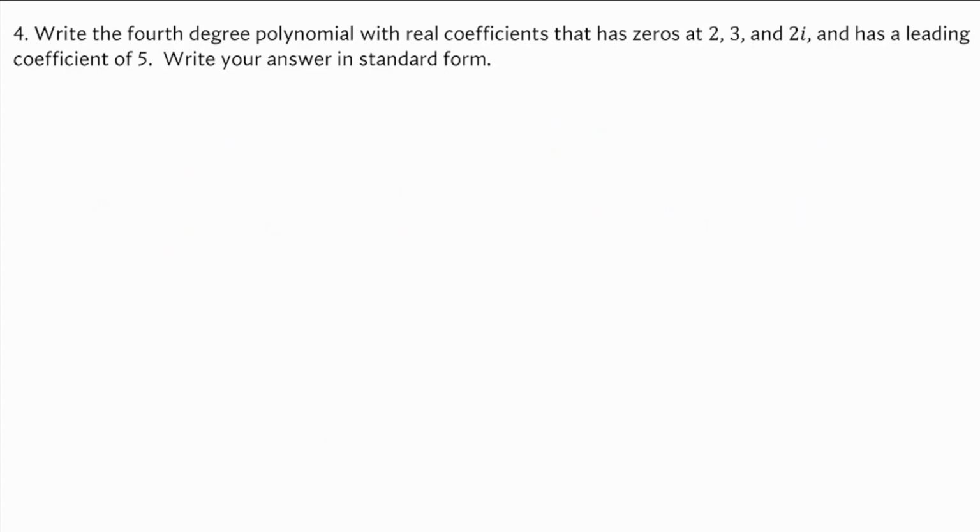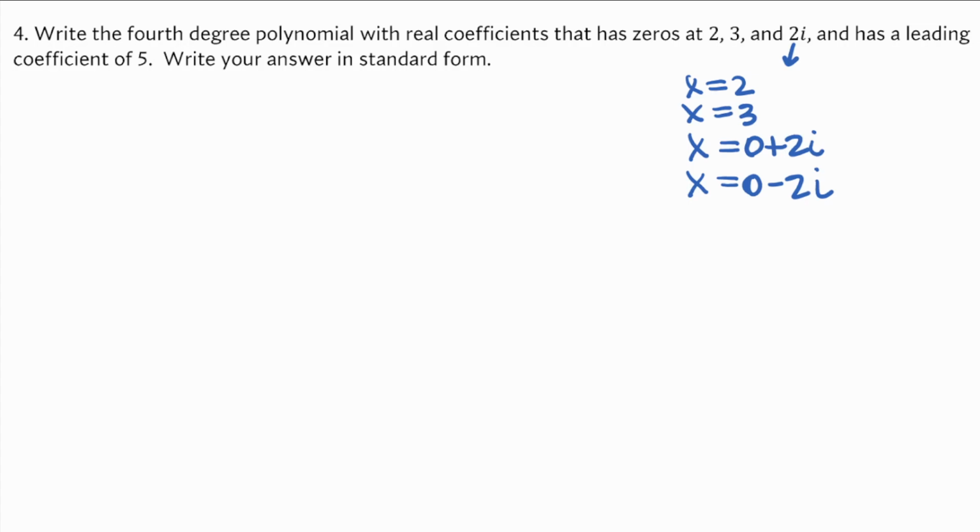Alright, now we're going to write the fourth degree polynomial that has real coefficients and has zeros at x equals 2, x equals 3, and x equals 2i, and has a leading coefficient of 5. Okay, so what we learned recently is that if 0 plus 2i is a root of a polynomial with real coefficients, then 0 minus 2i has to also be a root because of the complex conjugates theorem.